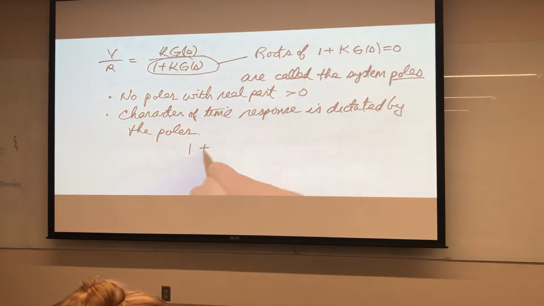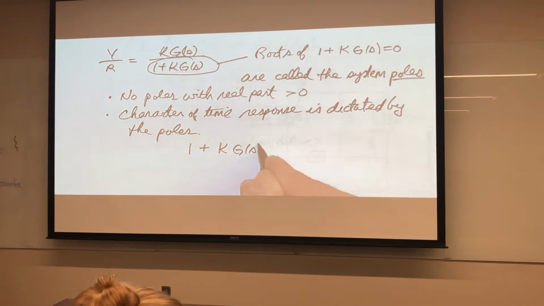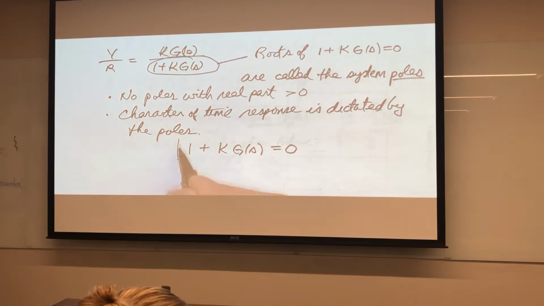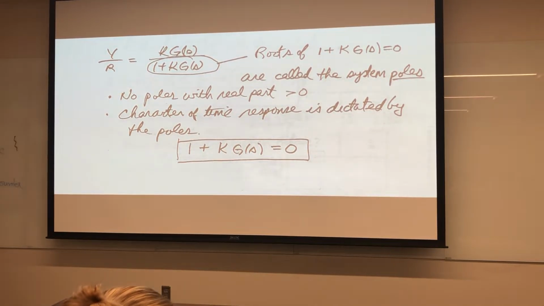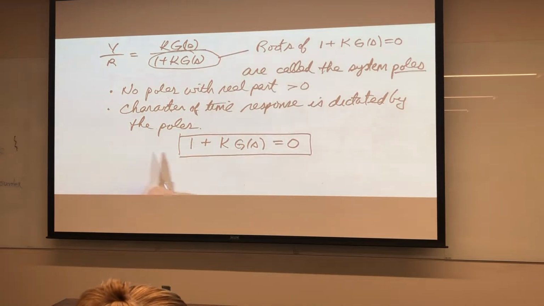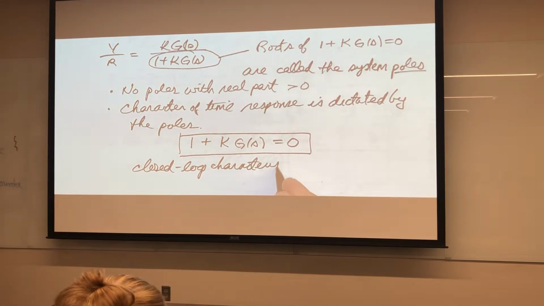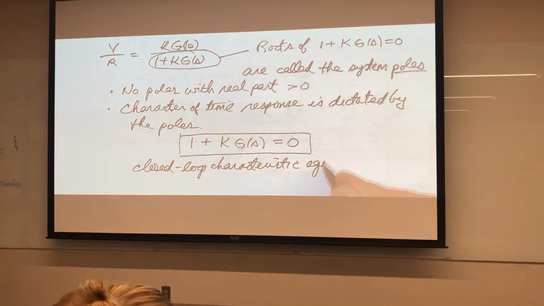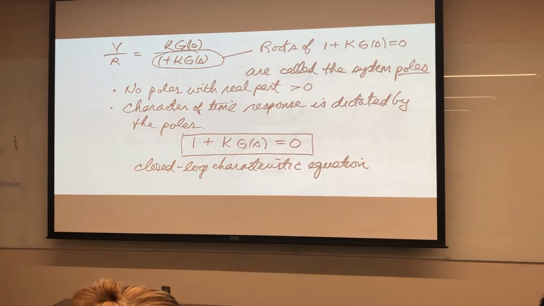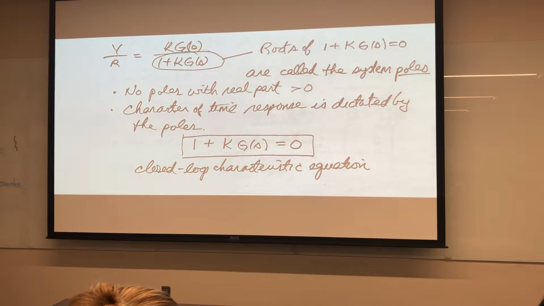So our focus is really this equation, 1 plus k g of s equal to 0. This is called the closed loop characteristic equation. When we were taking diffy-q's, when we looked at a differential equation, we heard a thing called a characteristic polynomial. It's the same thing, but this is now expressed in the transform domain.